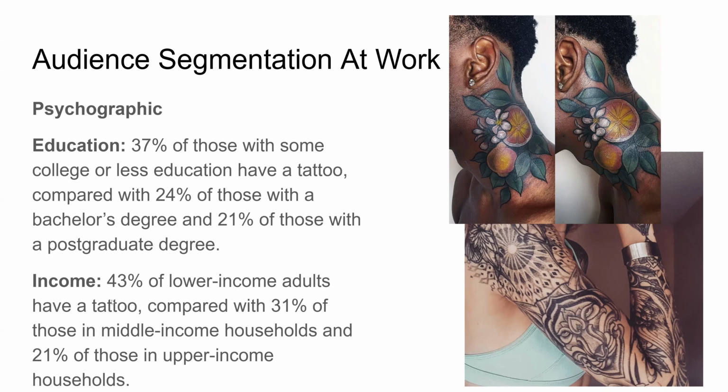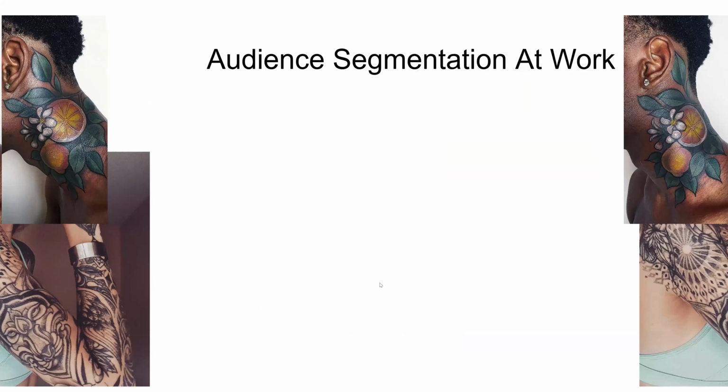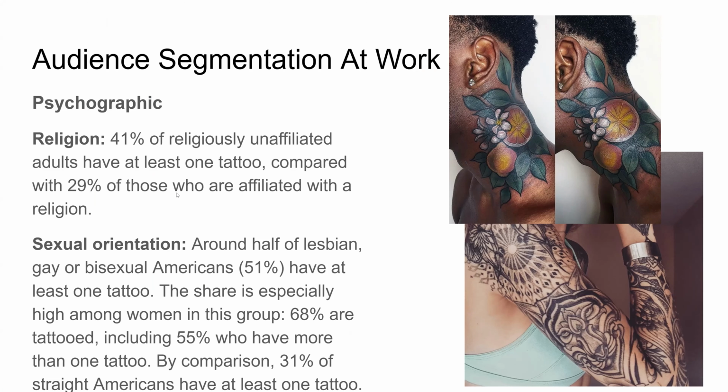And they also found a difference between people with different incomes. And like I said, religion was a big one. 41% of religiously unaffiliated adults have at least one tattoo, compared with 29% of those who are affiliated with some religion. And sexual orientation was another one. They found that it was more prominent in certain groups of people. Around half of lesbian, gay, or bisexual Americans have at least one tattoo. The share is especially high among women. 68% are tattooed, including 55% who have more than one. By comparison, 31% of straight Americans have at least one tattoo.